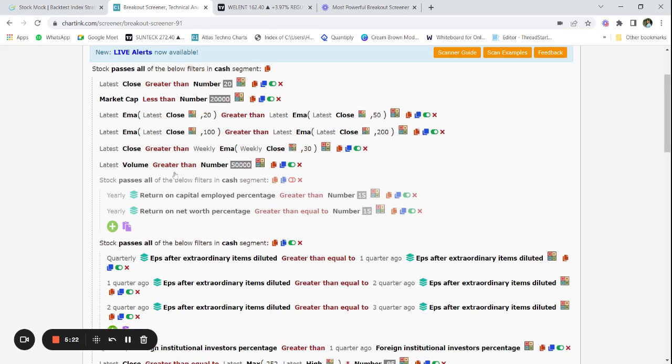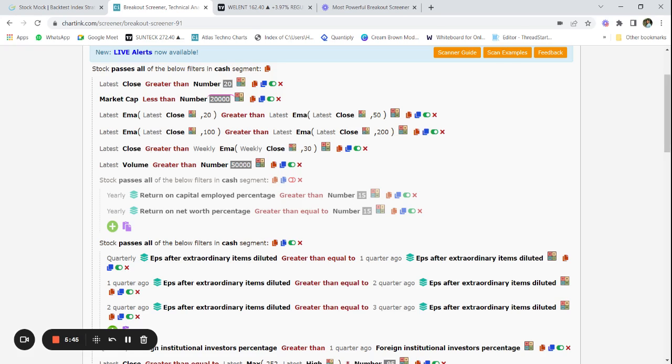The stock has an average volume of around 50,000, and the market cap of the company is also less than 20,000 crore. Now I am looking for stocks that are less than 20,000 crore because the most powerful stocks, or you can say the stocks that can move very fast, are generally those in the small cap to mid cap segment.